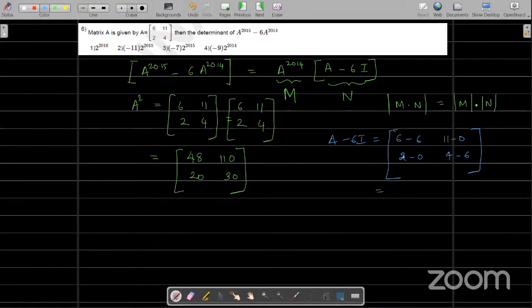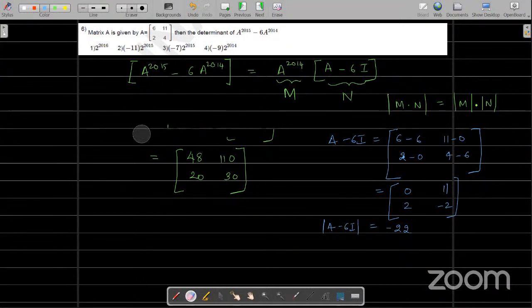So remember, 6 times I, where I is an identity matrix, the diagonal elements are 6. So therefore only the diagonal elements will have 6 subtracted here, minus 6, minus 6. Okay. So that means I will get 0, 11, 2 minus 0 is 2, 4 minus 6 is minus 2. Okay. So now, what is the determinant of this? Right? What is the determinant of this A minus 6I? Which is very easy to calculate. 0 minus 22. Correct? This is one part.